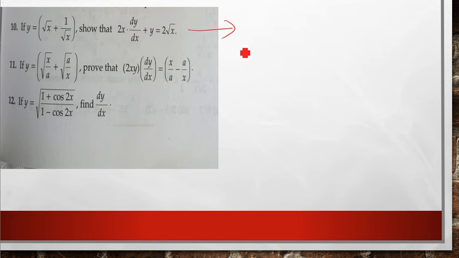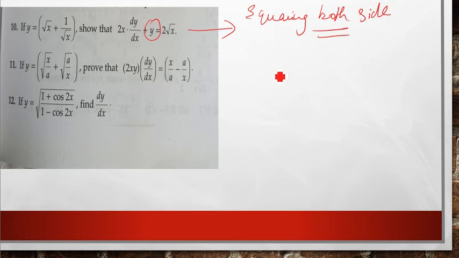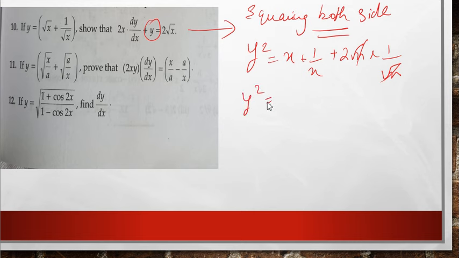Okay, see how we will do it. The question itself tells you what you need to do. See, y equals root x plus 1 by root x. What we will do is simply square both sides. If you square both sides, what do you get? y square equal to x, root x square is x, plus 1 by x, plus 2 root x into 1 by root x. So root x is gone. So y square we are getting as x plus 1 by x.